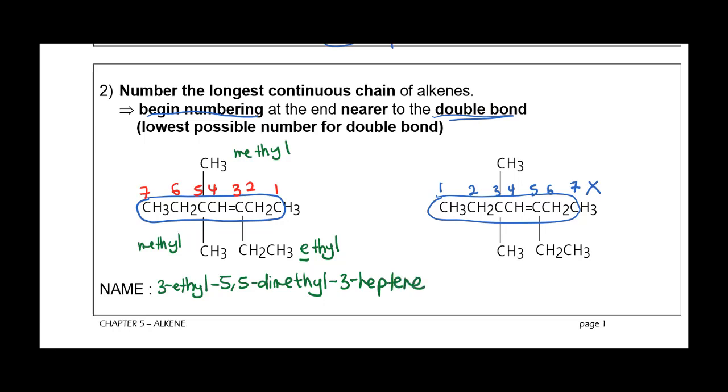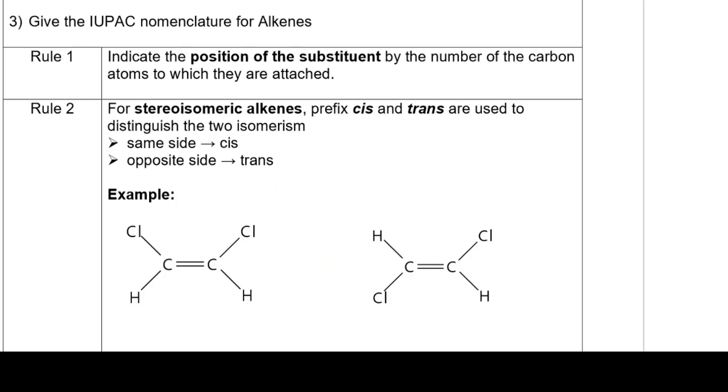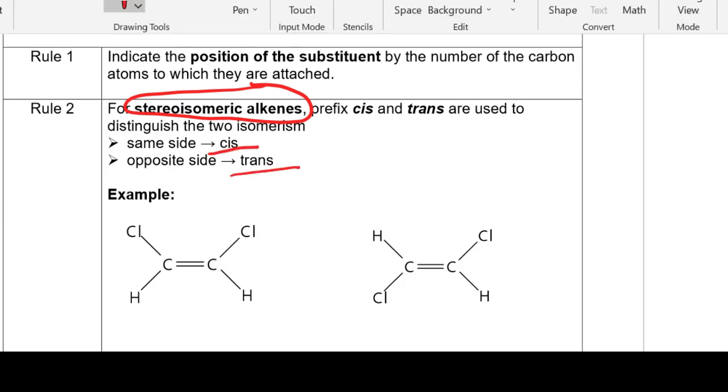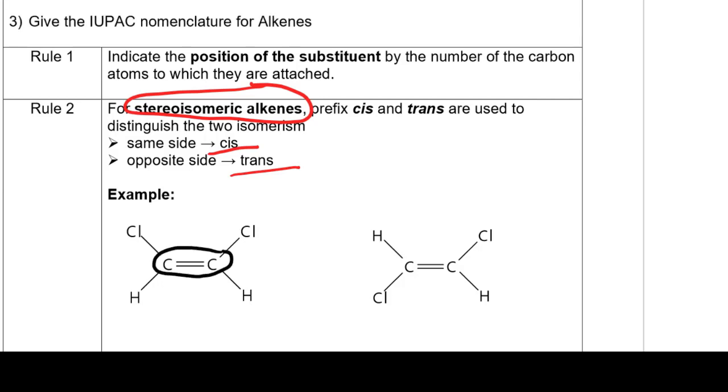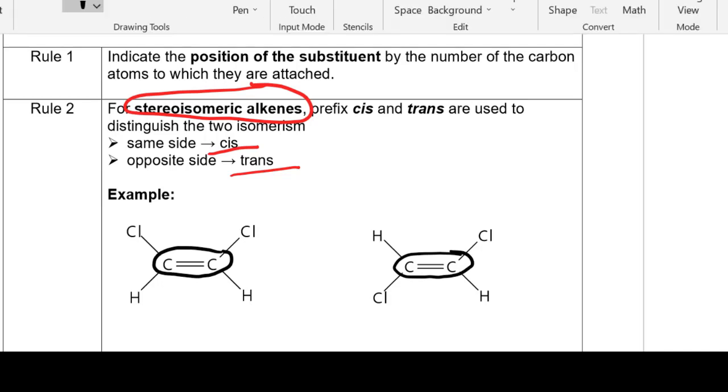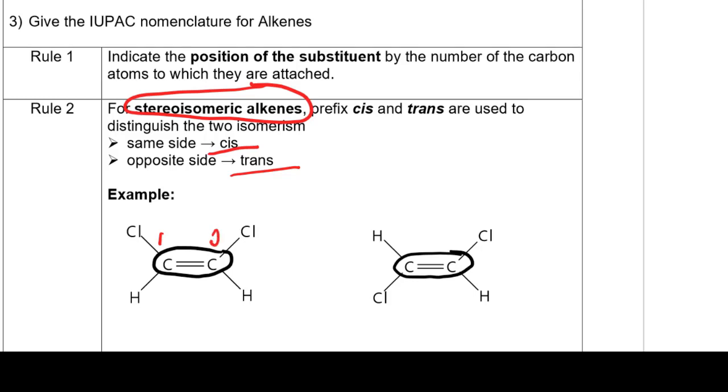Okay. So give the IUPAC name for stereoisomeric alkene. When you have stereoisomeric alkene, you have cis and you have trans. The rule is just the same. So first find the carbon-carbon double bond, the longest carbon chain. So the longest carbon chain is 2 carbons. And then you need to give numbers. Carbon number 1 and carbon number 2. Carbon number 1 and carbon number 2.